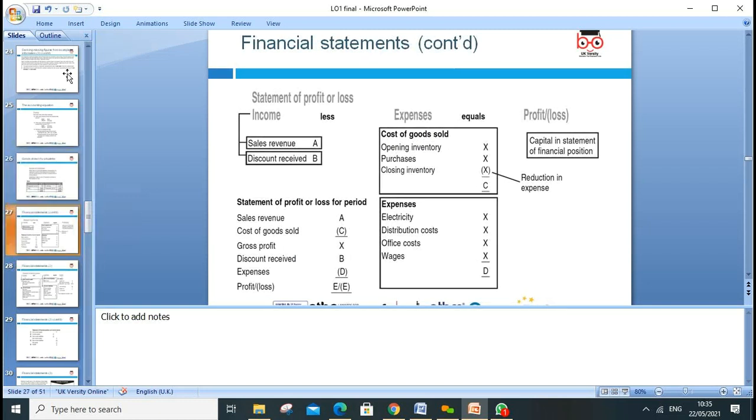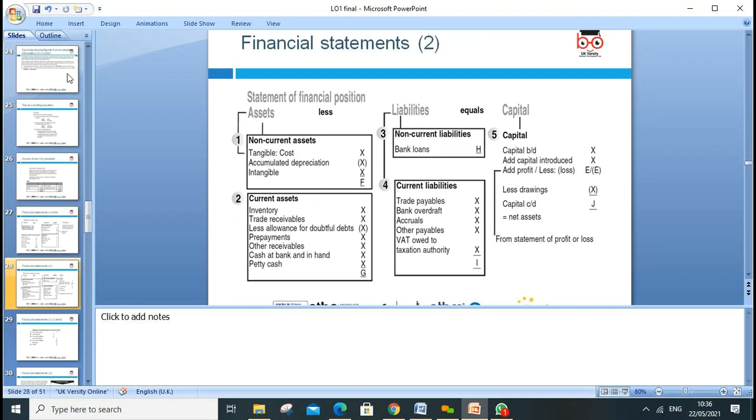Then I included the template for how we can prepare the statements. We know all sales revenue comes first. If we have any other income, such as discount received, we can include that as well. Sales minus cost of sales equals gross profit. If we have a discount received, add it. Then all other indirect expenses you minus, and you get the profit. For cost of sales, we can use the formula opening inventory plus purchases minus closing inventory, and all other expenses we can minus, so we'll get the profit. Profit can be before tax or after tax, depending. And we can prepare our statements.